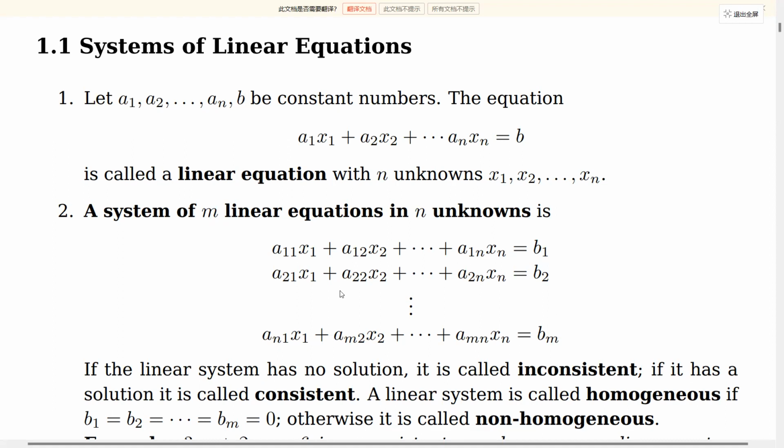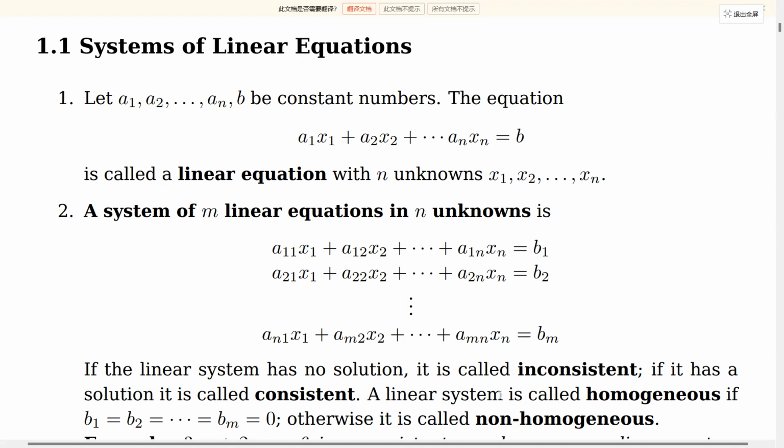So that's a system of linear equations. If the linear system has no solution, it's called inconsistent. No values for the variables can satisfy all the equations, so these equations are not consistent with each other. If it has a solution, then it's called consistent. So these equations are consistent. They can be true at the same time.